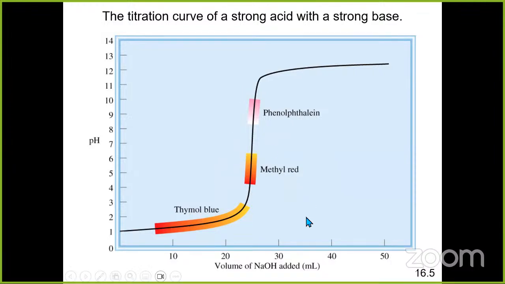These two would be better choices, because the pH range for the color change in each of these cases overlaps with where the equivalence point is, where you have a jump from a low pH to a high pH. So if you're going to do a titration of a strong acid with a strong base, you would use either phenolphthalein or methyl red if these are available, but you certainly would not be using thymol blue. That just illustrates the importance of the choice of indicators for acid-base titration.